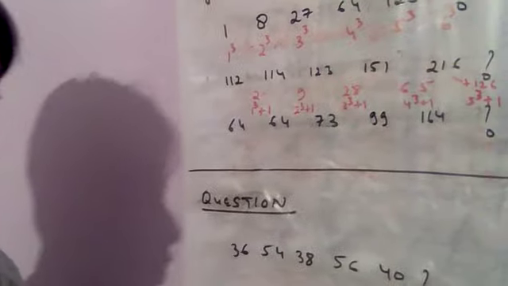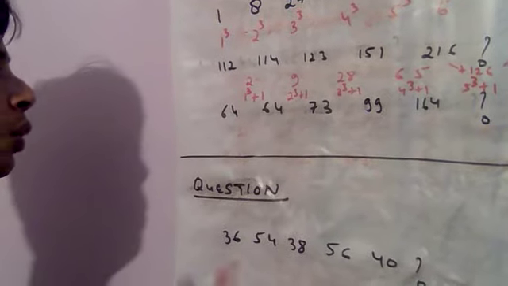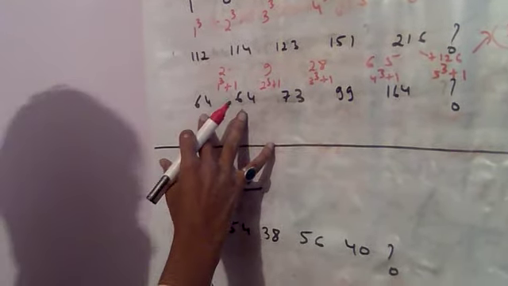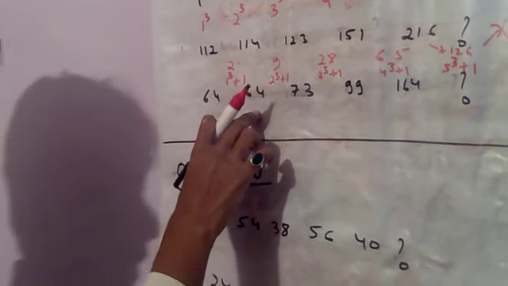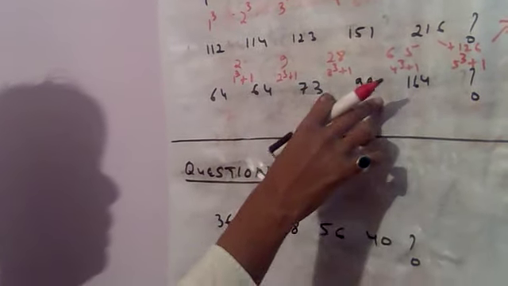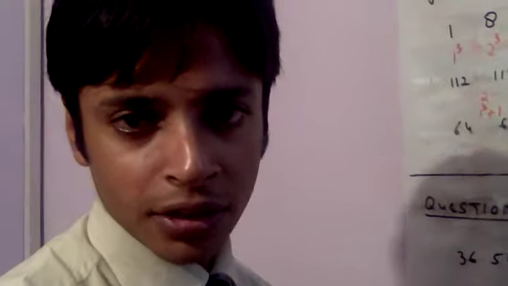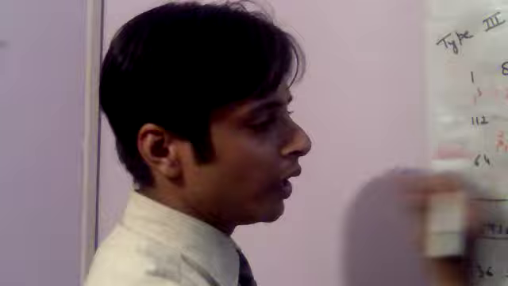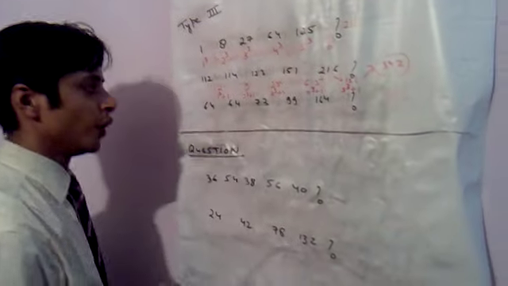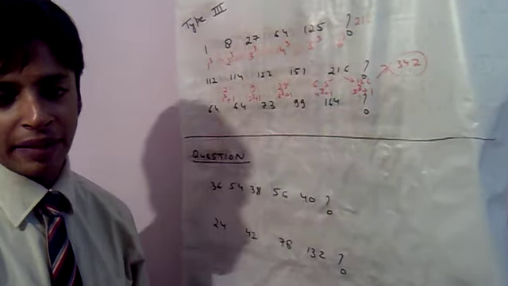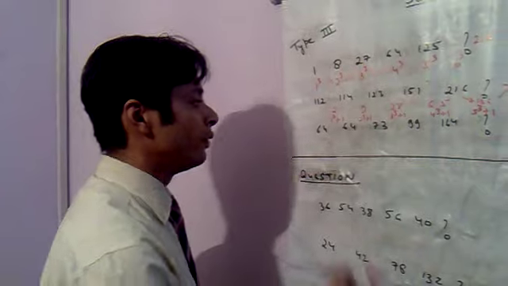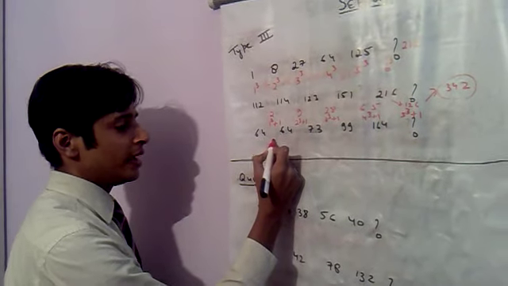Let's check out another question on this. Over here we have the series and it's starting with two similar terms. That is 64, then again 64, and then 73, 99, 164 and a question mark. So as usual, we have to find out what would come in the place of the question mark. First of all, the requirement remains the same. Every time I'm saying the requirement remains the same. That is, we have to check for the difference first, and the difference over here is evident.